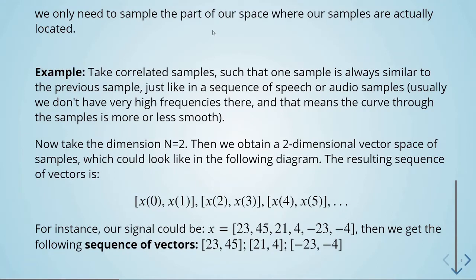Let's look at the case when we take correlated samples such that one sample is always similar to the previous sample, for example a sequence of speech or audio samples. Usually we don't have very high frequencies there, and that means that the curve through the samples is more or less smooth. Now we will take the dimension n equals 2, and we will obtain a two-dimensional vector space of samples, which could look like this. We are taking these blocks with two samples each. If our signal, for example, is a sequence with these numbers, we will get the following sequence of vectors. We have blocks of 2 samples each. So this is what we have.